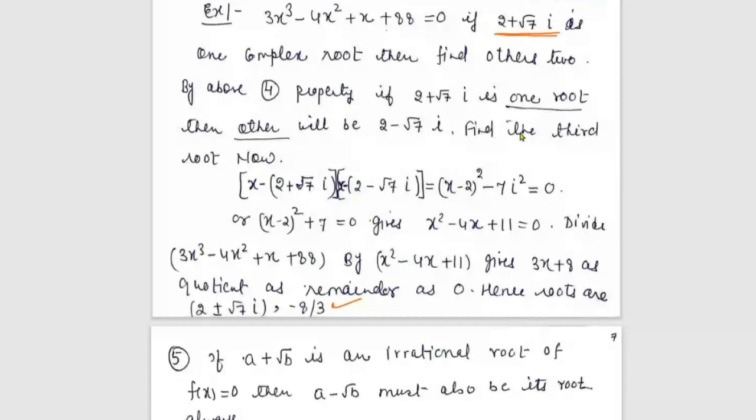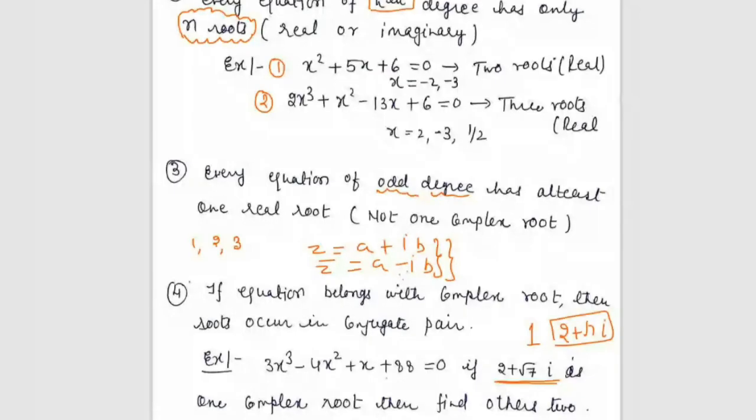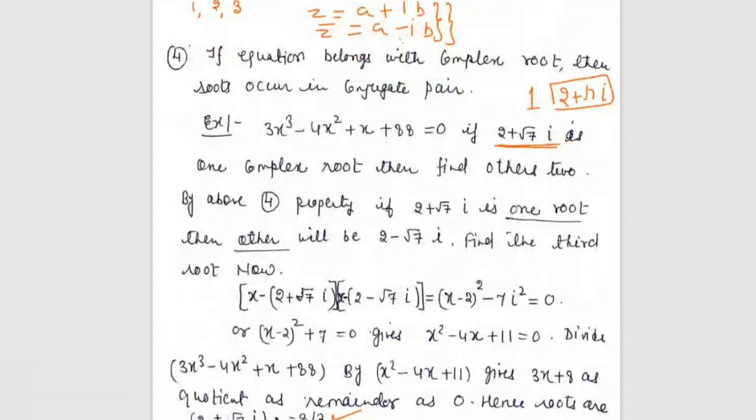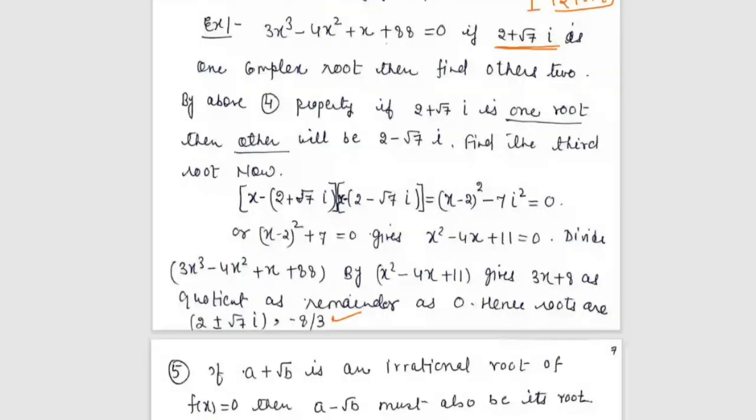So every odd degree equation has at least one real root. Since the power is odd, there is surely one real root. And if at least is given, it means at least one has to be there. So one you have, and the other they are giving, and using this property you find the other imaginary root also. Hence for this particular equation, you have 2 plus minus root 7i and minus 8 by 3 as the three roots.